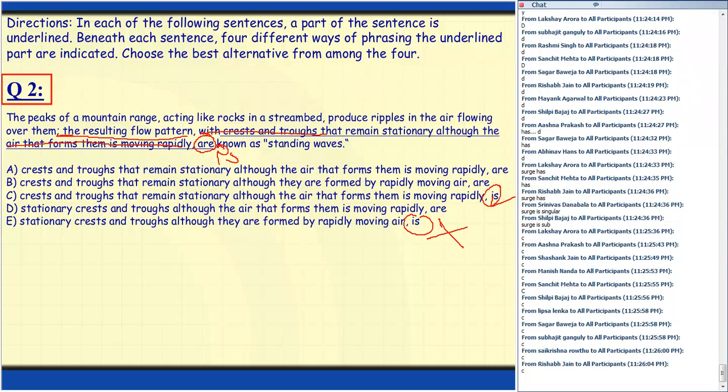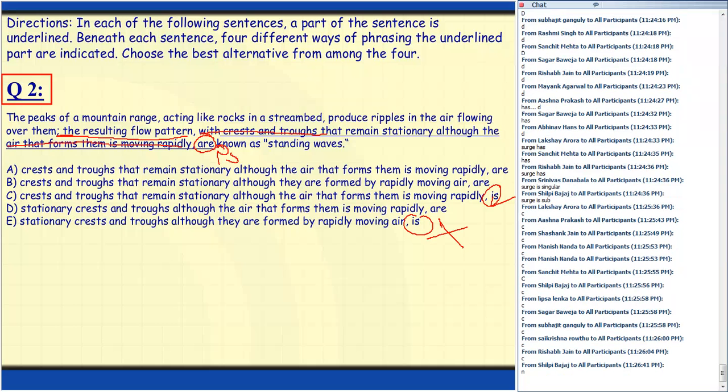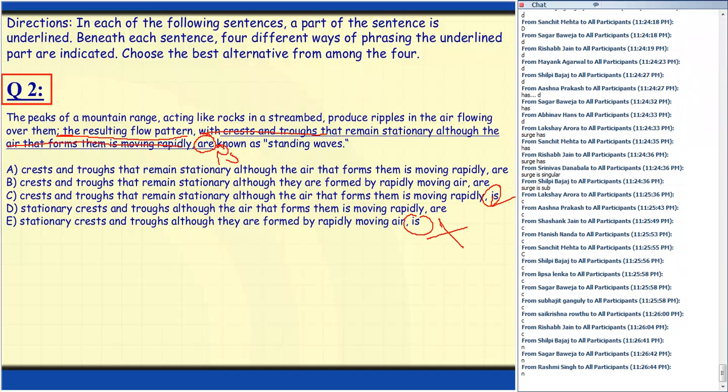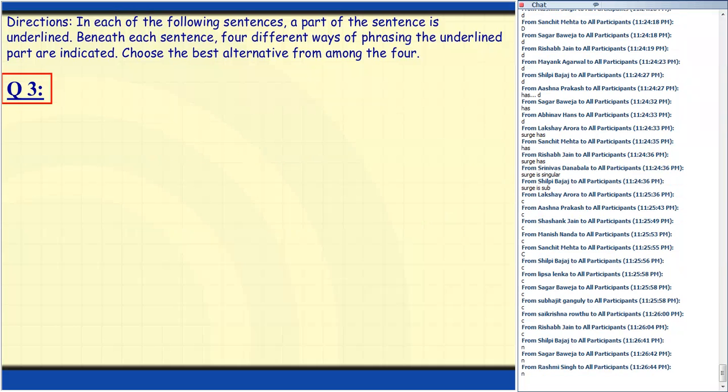Anybody has a doubt? Question 1, 2? No. Okay, good. Question 3.